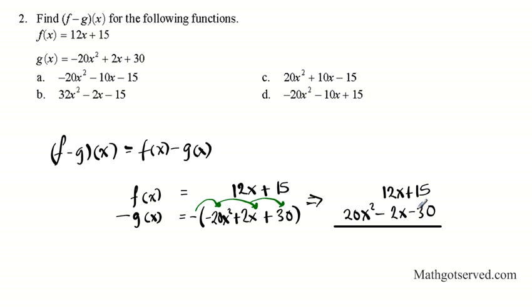So adding straight down, plus 15 minus 30 is negative 15. Plus 12 minus 2 is positive 10x. And then this just has nothing to be subtracted from, so it's just 20x squared. Okay? So 20x squared plus 10x minus 15. Correct answer is option letter C. Alright? Okay. Now moving along.